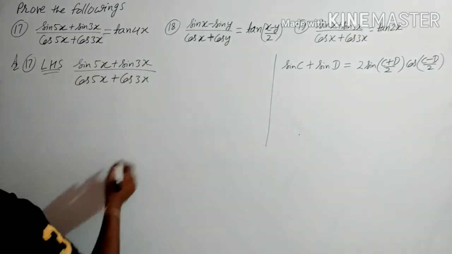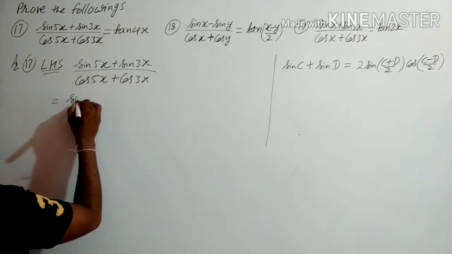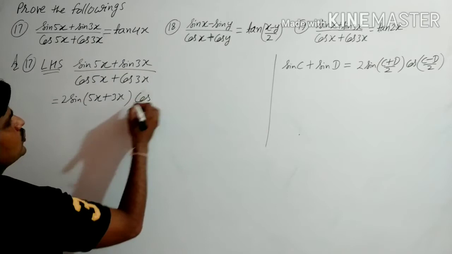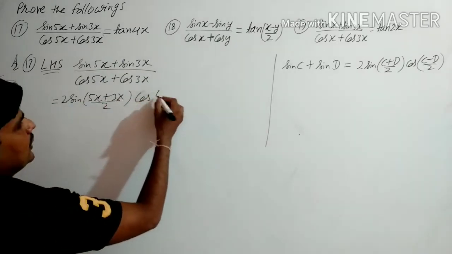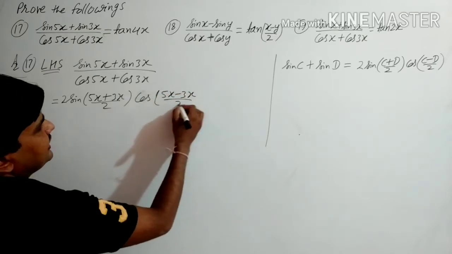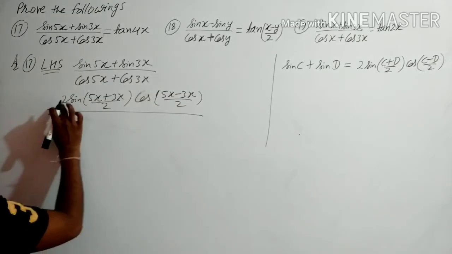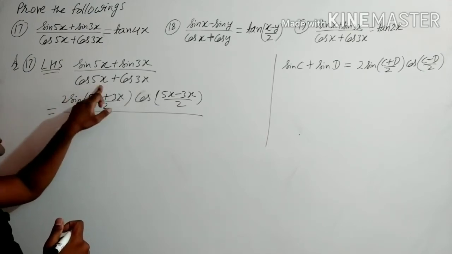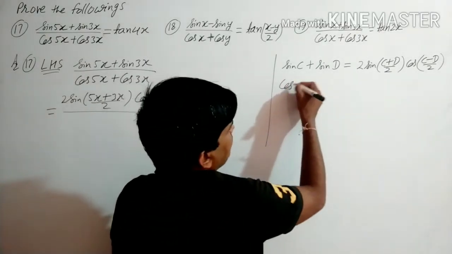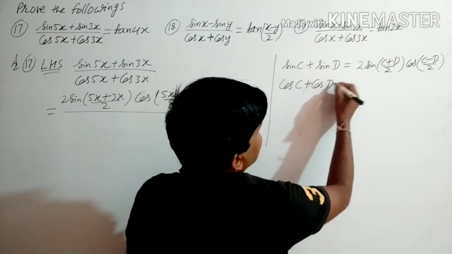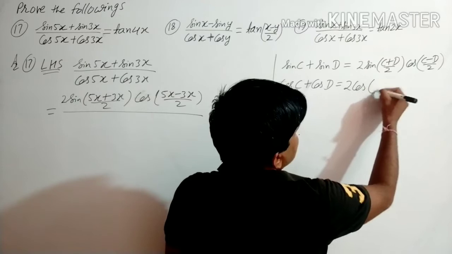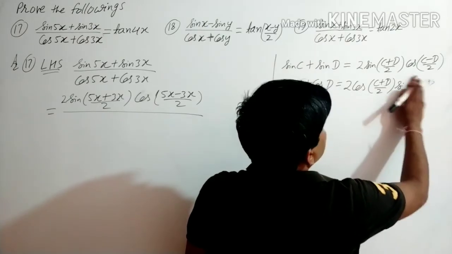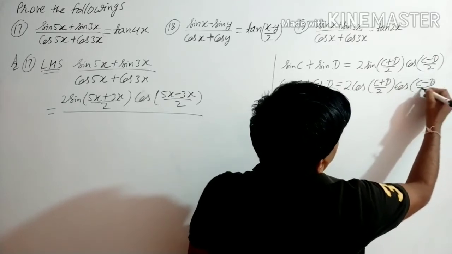So the numerator can be written as 2 sin((c+d)/2) cos((c-d)/2), with c = 5x and d = 3x. This is the value of the numerator. Now for the denominator, that is cos 5x + cos 3x. If I consider 5x as c, so cos c + cos d.